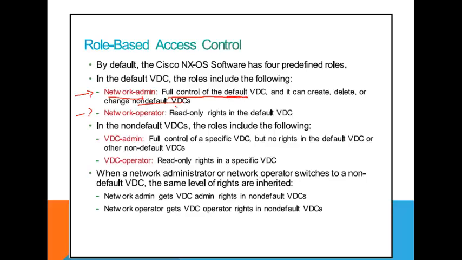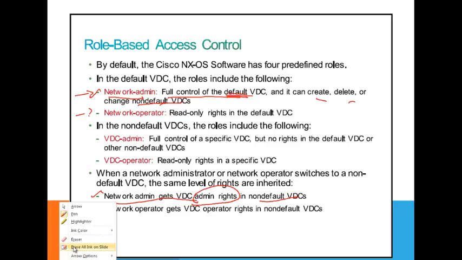So he can create any VDCs, he can delete VDCs, he can change VDC. He has got control over the default VDC. If he has got control over the default VDC, he can do all this job. He can also get into the other VDC and have full control over the other VDC. That's what this line explains. The network admin, when he gets into the non-default VDC, he gets the admin right of that particular non-default VDC.